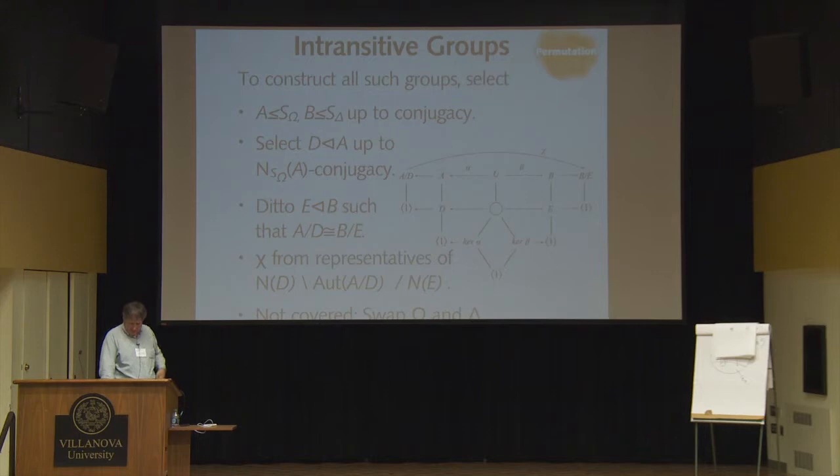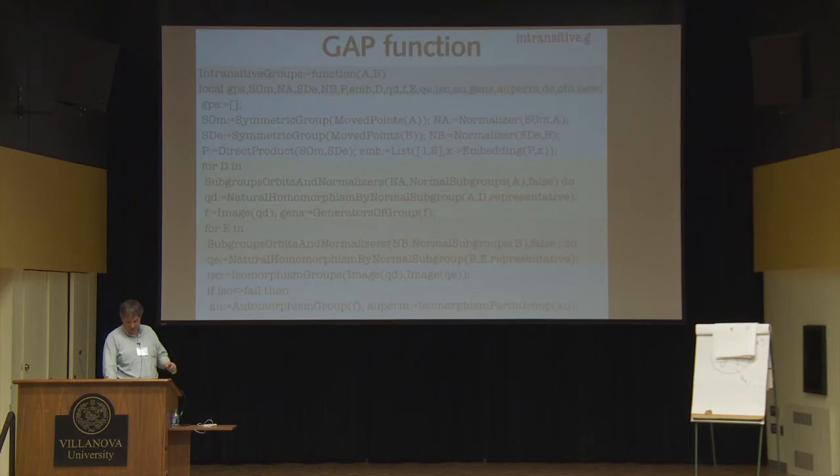Okay. Don't be scared of the next slides. This is not something you should now try to read through. This is something I thought I would give you, and I'll give you this file on the web pages. This is a function which does this construction. And I just very briefly want to point out that what I'm doing is really just this construction in steps. I take two symmetric groups, I calculate the normalizers in there, I take the normal subgroups, but I take them up to conjugacy with this normalizer.